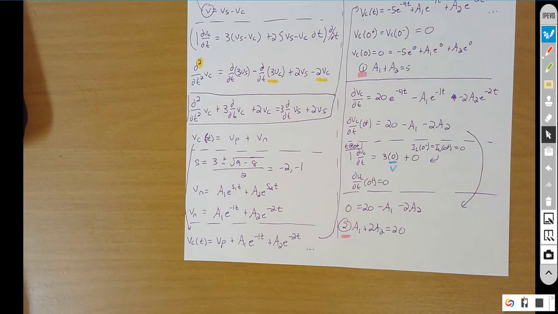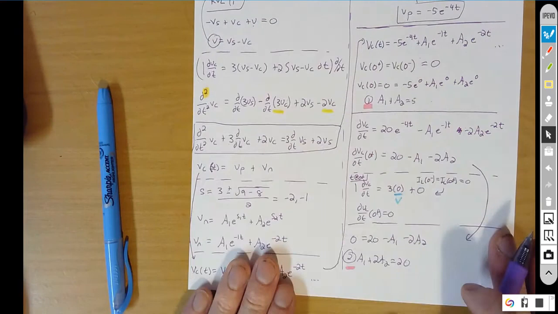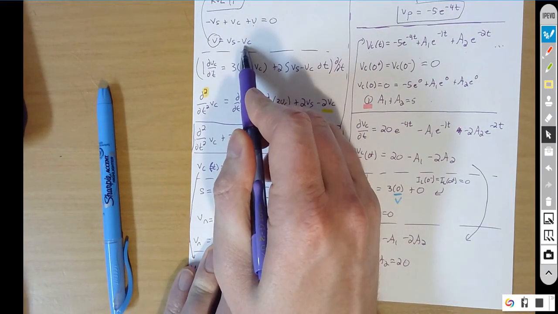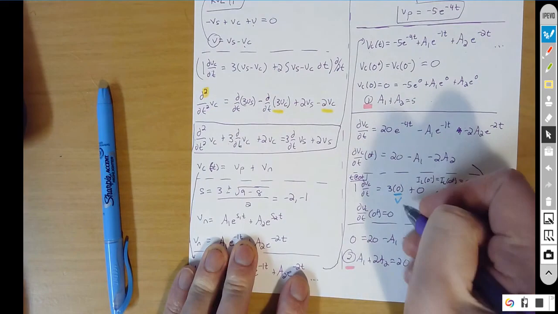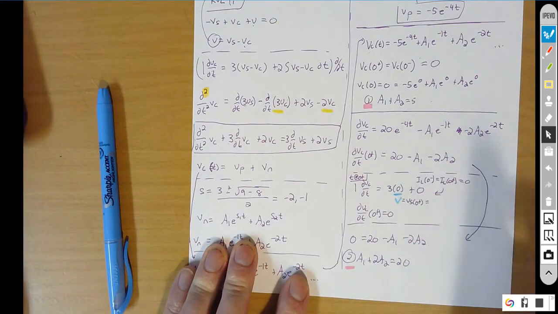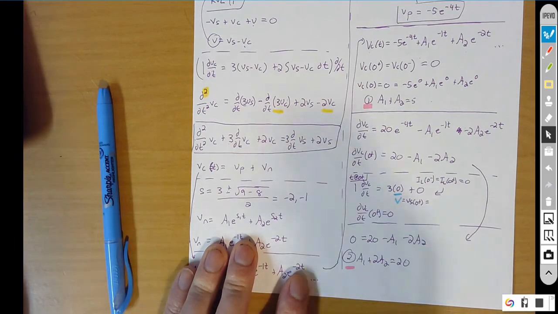So what is V equal to? Well, we know that V is equal to Vs minus Vc. We know Vc is 0. That can't change. So therefore, this is equal to Vs at 0 plus. So what is Vs at 0 plus? Well, let's go back to our function.